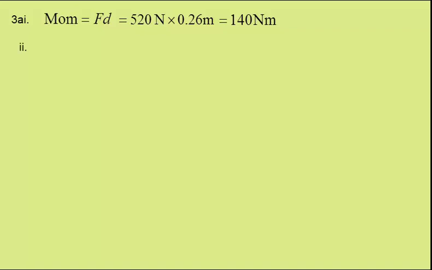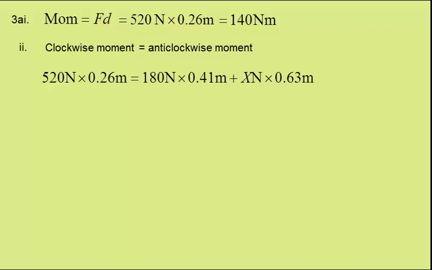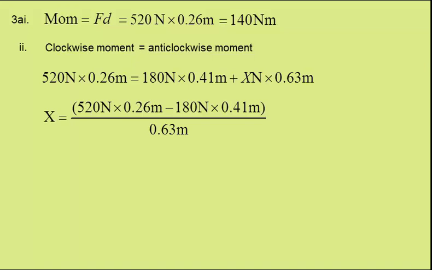In part 2, by taking moments about her fingertips, we're to find the force on her back foot marked X. Well, the clockwise moment will equal the anti-clockwise moment. The clockwise moment is the weight times its distance. The anti-clockwise moment is the 180 newtons times 0.41 meters from the front foot Y, plus X newtons that we're trying to find, times the 0.63 meters for the rear foot X. Rearranging for X, we get 97 newtons.